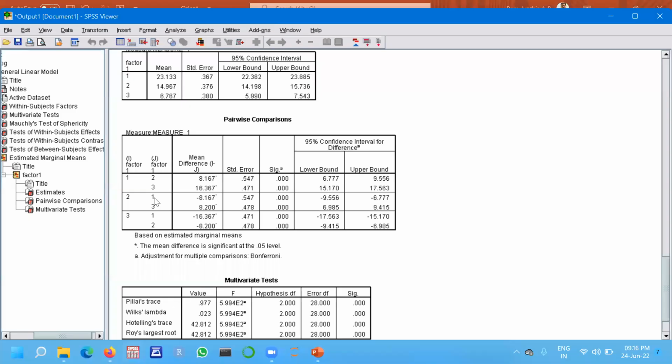Okay. Now what you have to compare is 2 and 3. That means 2 is post-treatment 1 and 3 is post-treatment 2. So when you compare that, the mean difference is 8.2. So that is also significant. So here what we can assume is, pre-treatment and post-treatment 1, the difference is 8.1. Then post-treatment 1 and post-treatment 2 is 8.2. So there is not much variance between these values.